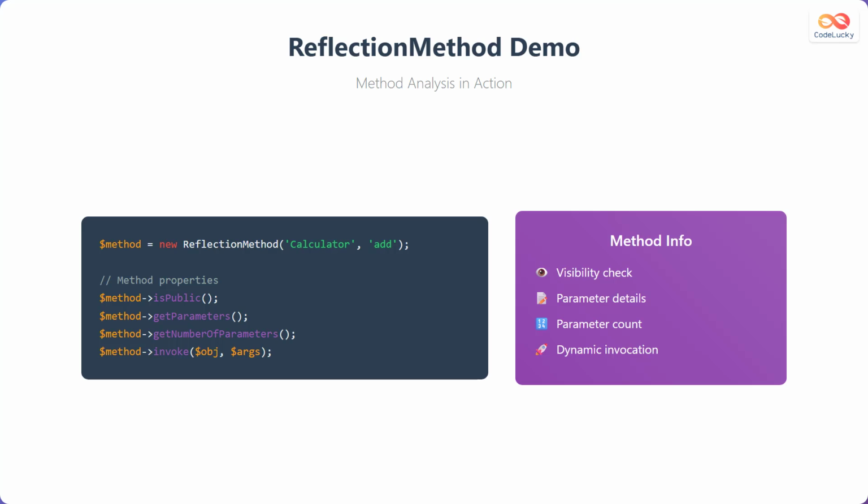Let's see ReflectionMethod in action with a demo. In the code block, we have a ReflectionMethod instance for the add method of the Calculator class. We can use various methods to get information about the method. isPublic checks if the method is public, getParameters retrieves the method's parameters, getNumberOfParameters returns the number of parameters, and invoke dynamically calls the method with given arguments. The demonstration includes visibility check, parameter details, parameter count, and dynamic invocation.